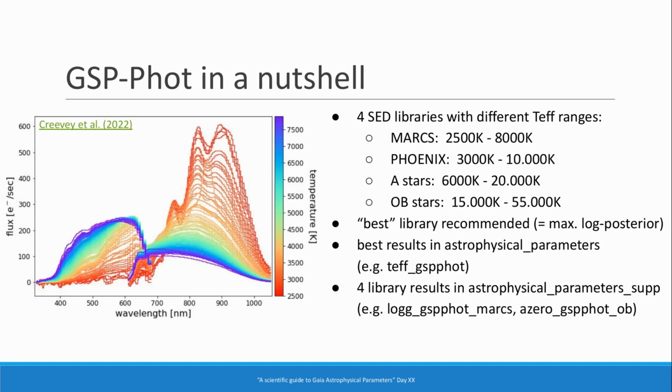And the reason is that in order to model these XP spectra, we need model SEDs. However, these SED libraries that we typically have do not cover the full temperature range. So instead, we have 4 SED libraries, which all have different temperature ranges, and I'm listing them here. So for instance, one of the libraries we are using is the MARCS library, which in the version that we have has a temperature coverage of 2,500 Kelvin to 8,000 Kelvin.